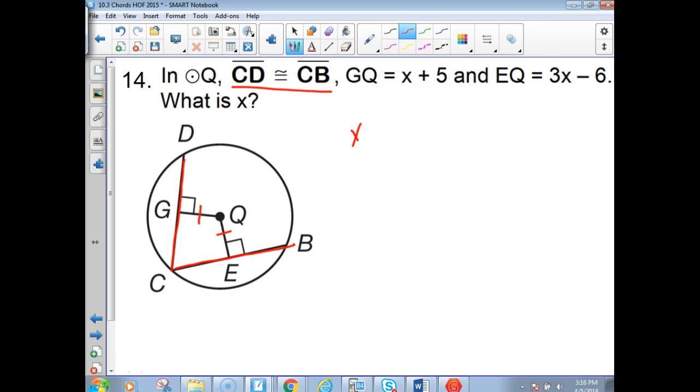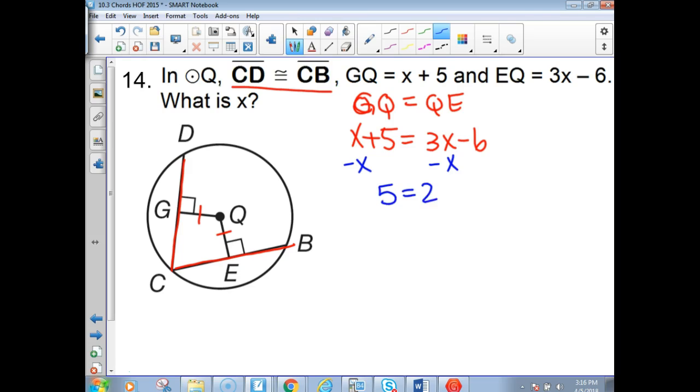PQ is x plus 5. I already know now that PQ is equal to QE, or EQ, so I'm going to set them equal. I'm going to subtract an x from both sides. I got 5 equals 2x minus 6. Next, I would add 6 to both sides and get 11 equals 2x. Divide by 2. I get 5.5.